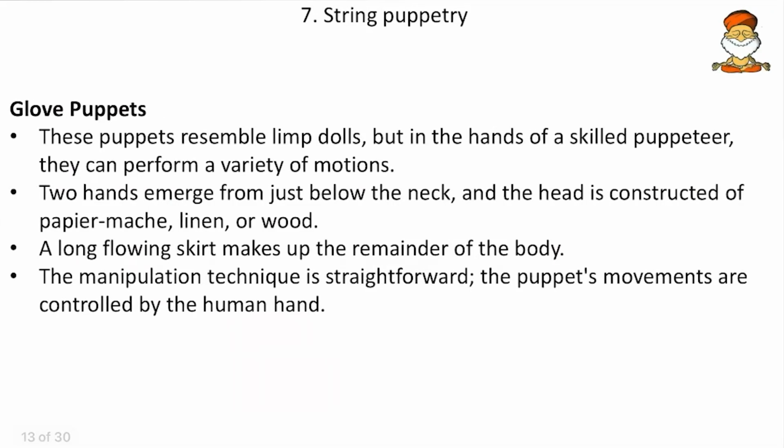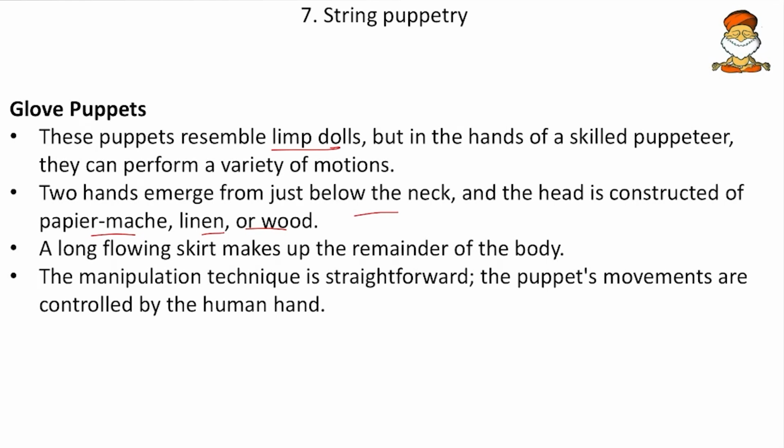Then the glove puppets. These puppets resemble limp dolls, but in the hands of skilled puppeteers, they can perform a variety of motions. Two hands emerge from just below the neck, and the head is constructed of papier-mâché, linen or wood. So, friends, papier-mâché, you might know, is when we mix all the recycled papers with water. We prepare a paste, and that paste will act like clay. And from that clay, we can make puppets of any kind of shape.